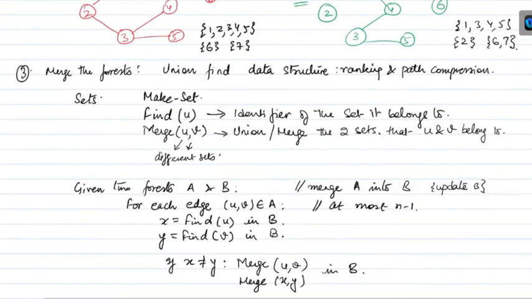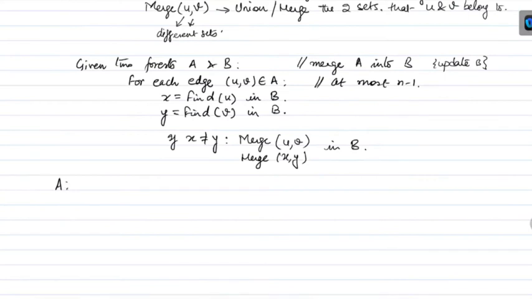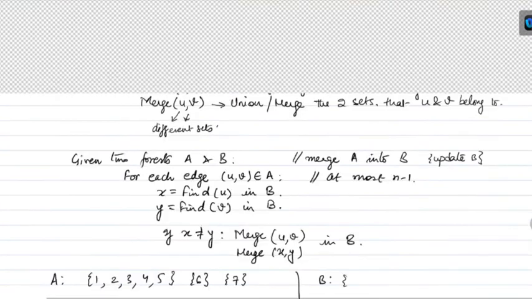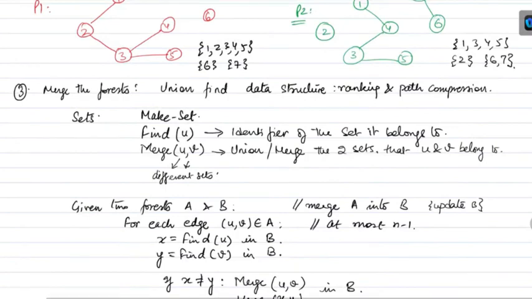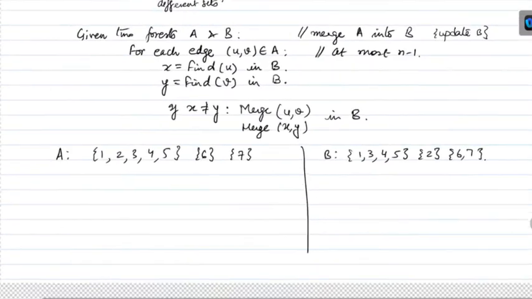All right. Let's run this algorithm on the example that we just had. So this is what A has: 1, 2, 3, 4, 5, and then 6, and then 7. 3 sets. And what does B have? It has 1, 3, 4, 5. 2 is separate and 6, 7 is together. These are the 3 sets on B.